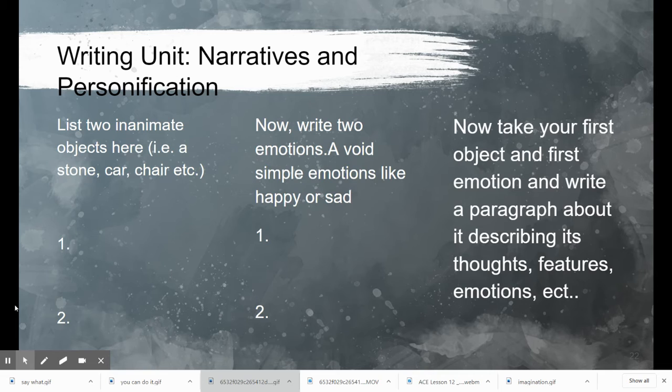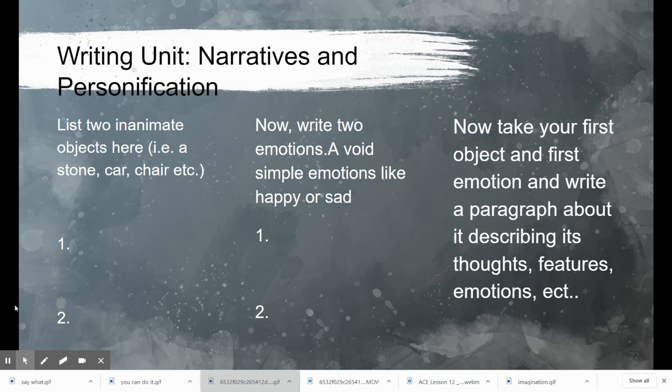This is a great way to add detail and to emphasize a theme or even just to make it more interesting for your reader. What I'd like for you to do now is to list on this slide in your writing narratives notebook two inanimate objects. Inanimate means that these are objects that do not move, are not alive. For example, a stone, a car, a chair. I would like you to pick different ones though. Please don't use the ones that I used in the example. Go ahead and list two now.